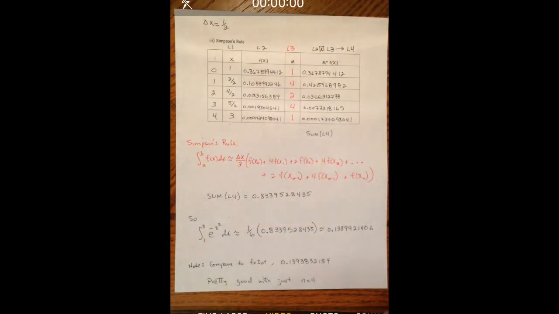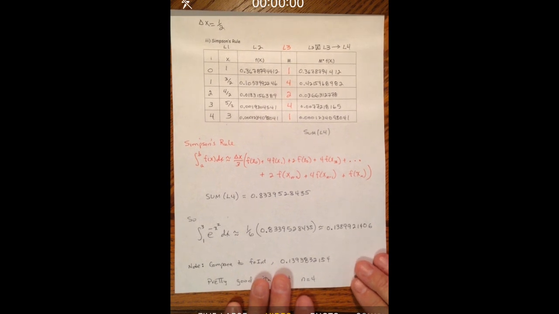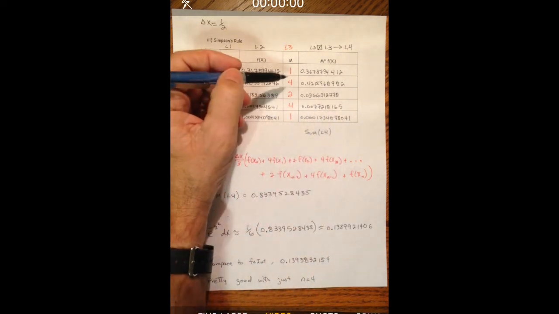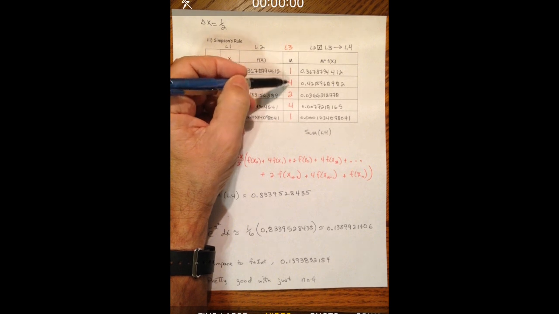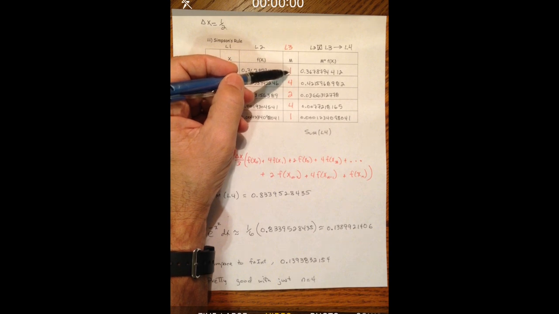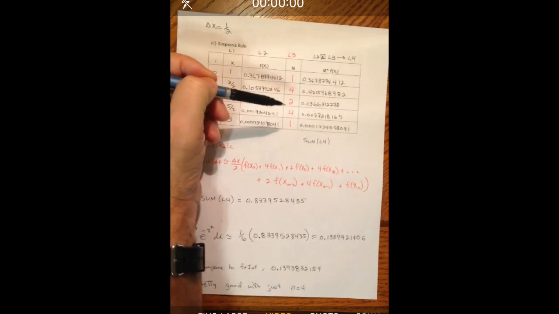So, okay, that's what your table should look like with Simpson's rule. Make sure you can get the values I got. Make sure you understand the coefficient column. That's the only difference between Simpson's rule and trapezoidal rule. It's just this coefficient column.